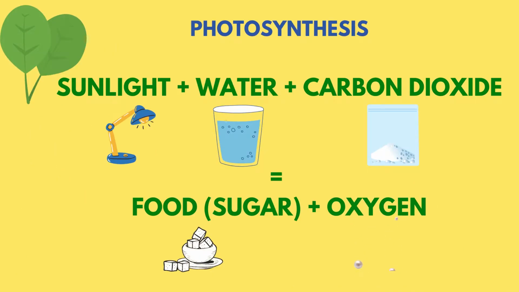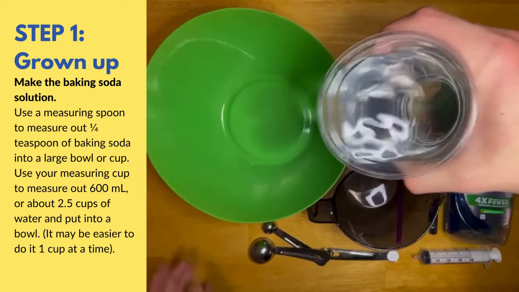Today we're going to see the chemistry happening inside of the leaf. So the lamp is going to act as our sunlight, the baking soda and water will provide our carbon dioxide, and we'll add that to our leaves to see what happens.